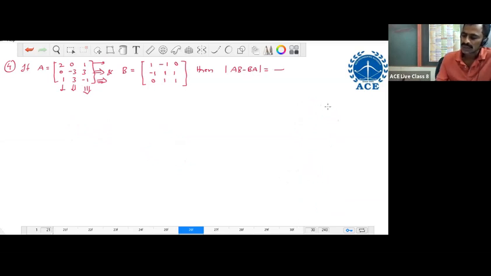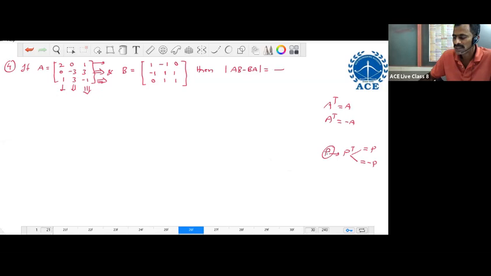The condition for symmetric is A transpose equal to A. The condition for skew symmetric is A transpose equal to minus A. So if you want to check whether any matrix P is symmetric or not, we consider P power T. If P power T equals plus P, it is symmetric. If P power T equals minus P, then the matrix is skew symmetric. If it is not equal to P, it is not symmetric. If it is not equal to minus P, it is not skew symmetric. Then it is neither symmetric nor skew symmetric.